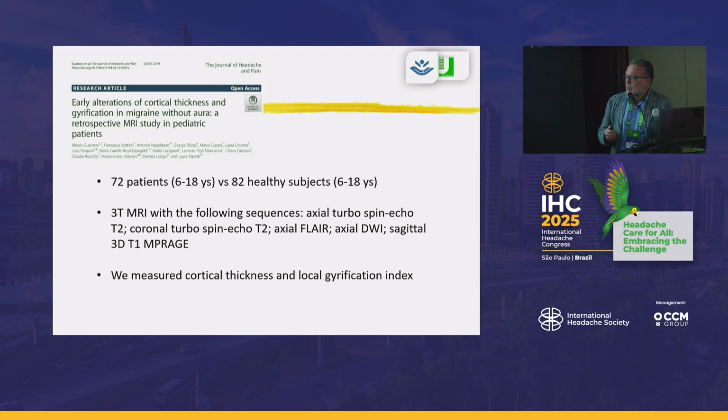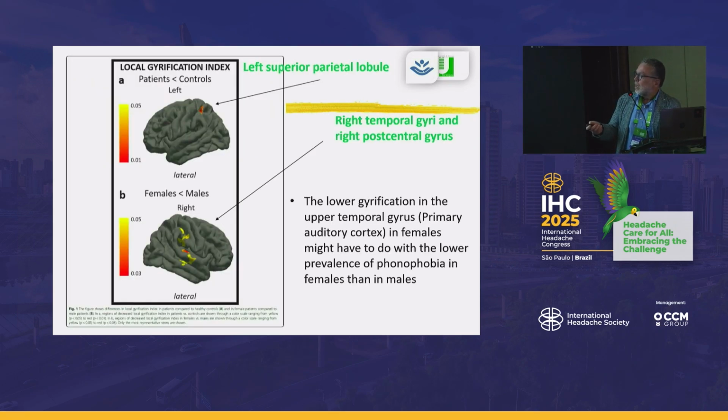So this is a study we published a few years ago using structural MRI, and if we focus in this study on cortical thickness and gyrification index, we compared 72 patients with migraine without aura with 282 control subjects, 18 years of age. Here are our main results.